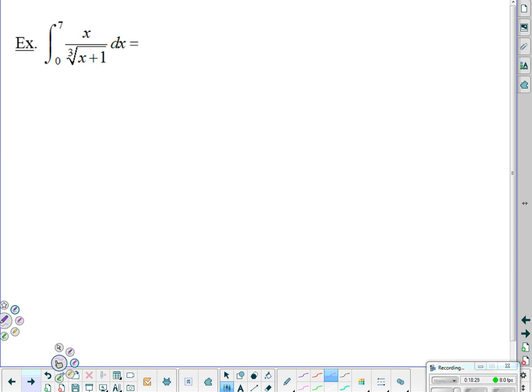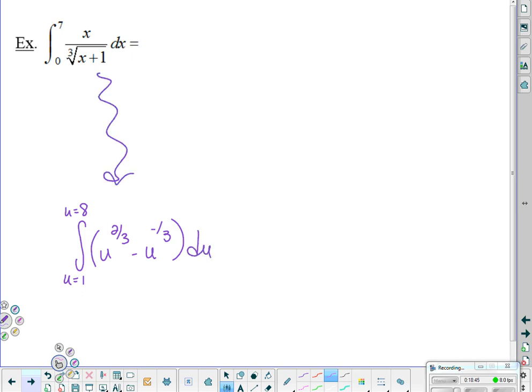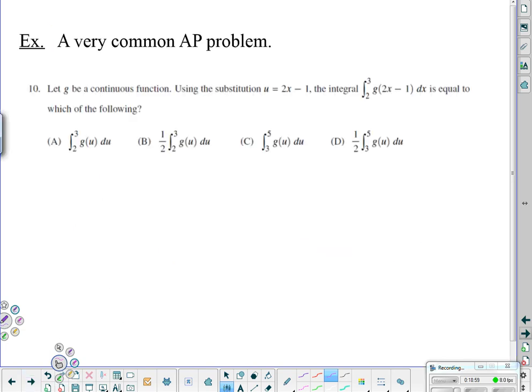I will tell you what I ended up with once I got all my substitutions done, my u values, came into that. I ended up with u to the 2/3 minus u to the negative 1/3 and du. So do all your substituting and see if you can get yourself to that point. My overall answer then came out to be 141/10, which we know, of course, is 14.1. So I'm going to let you do that just to save a little time.